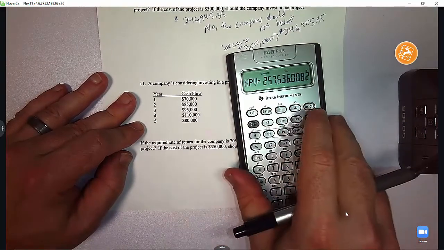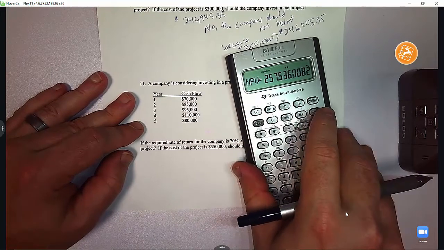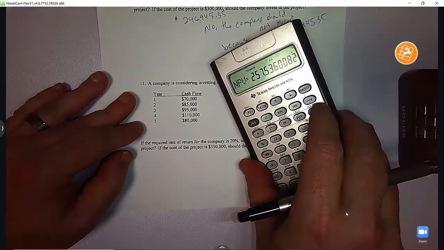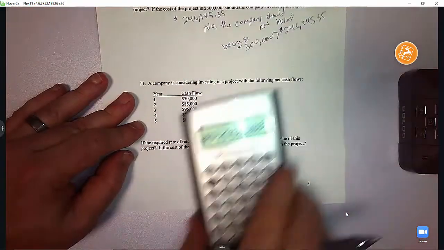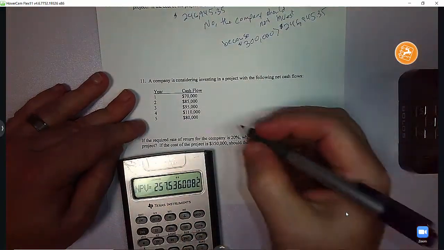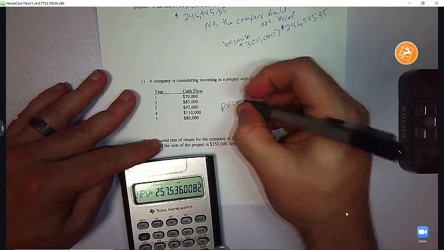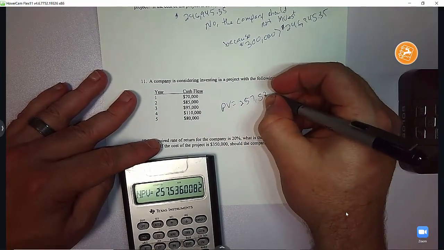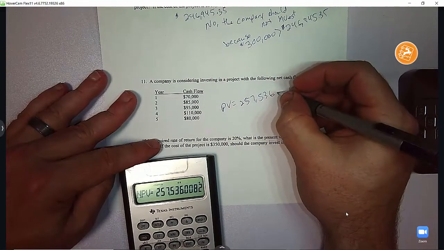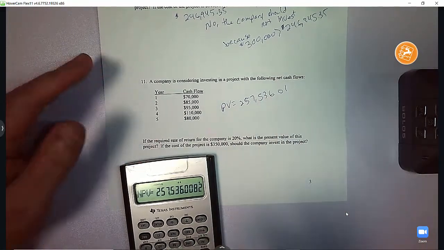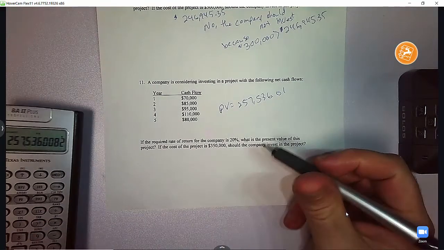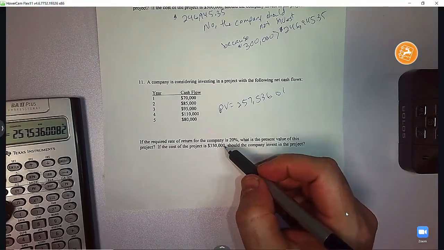And so my net present value is $257,536.01. So the present value is equal to $257,536.01. So you should be able to look at this and tell that you shouldn't invest in this project, because it's going to cost you $350,000.